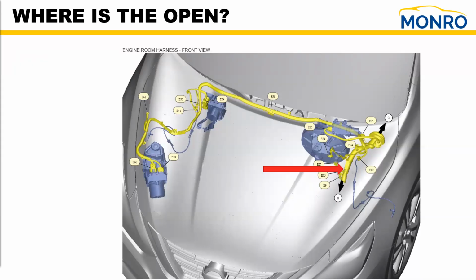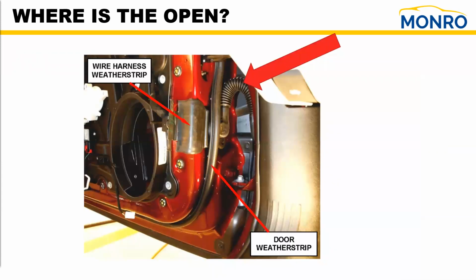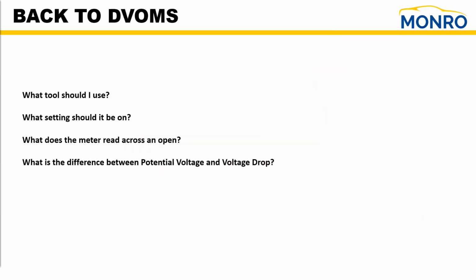You think about door modules, door switches, and once again, inside the door, all the wiring's secured, but right there at the hinge, it opens and closes, it opens and closes. So let's take a look backwards. Let's go back to the module on DVOMs.